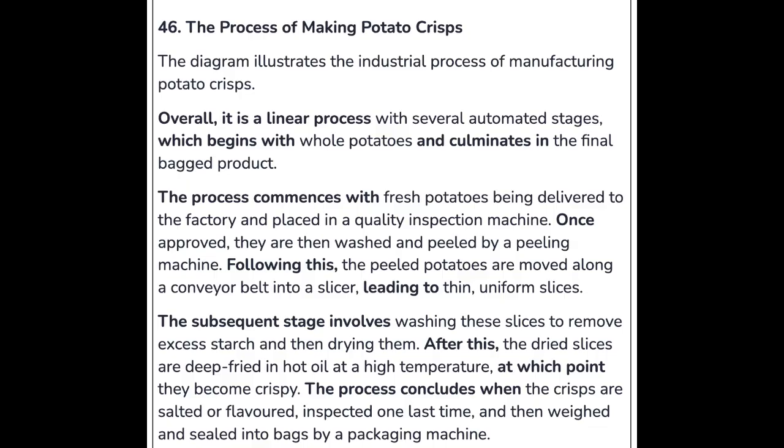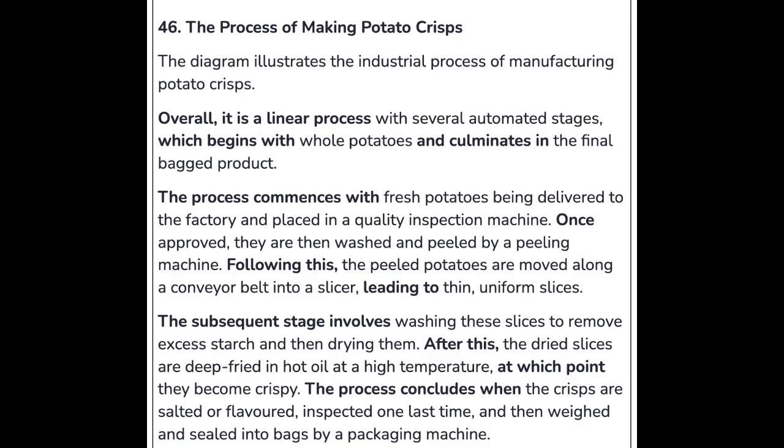The diagram illustrates the industrial process of manufacturing potato crisps. Overall, it is a linear process with several automated stages, which begins with whole potatoes and culminates in the final bagged product. The process commences with fresh potatoes being delivered to the factory and placed in a quality inspection machine. Once approved, they are then washed and peeled by a peeling machine.